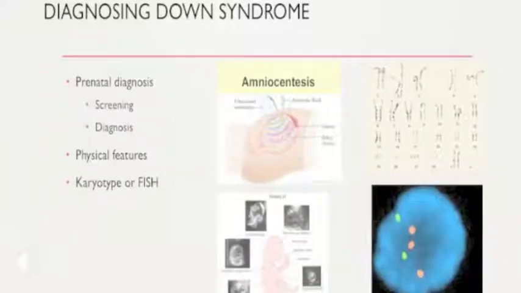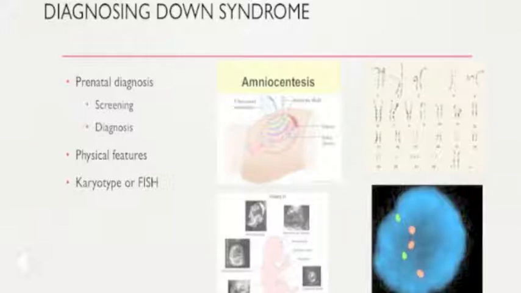Diagnosing Down syndrome can happen prenatally or after birth. Prenatally, we can screen to estimate the risk via a blood test or ultrasound. This is non-invasive and highly accurate. To diagnose prenatally, we need to do chorionic villus sampling or an amniocentesis. These are invasive and have a risk of miscarriage, but they are 100% accurate. After birth, the physician will order diagnosis if they notice some of the physical features.